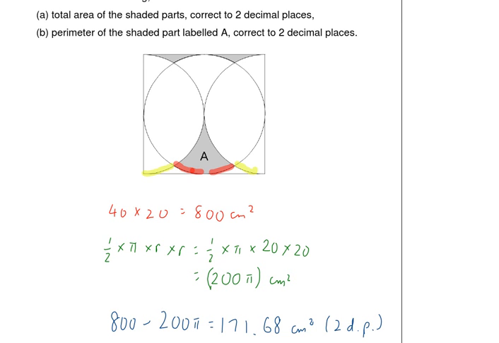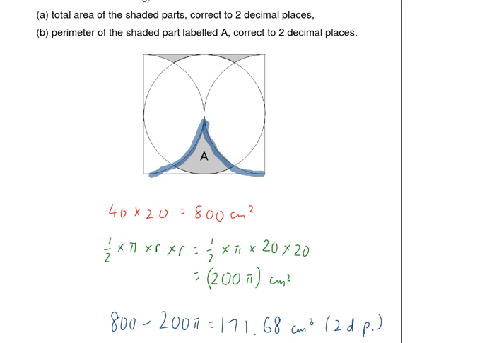So when I move this part to this part, what I have is actually one continuous length. This whole thing will give me the perimeter of the shaded part labeled A, right? Yes or no? Do you all agree? So in fact, the perimeter of the shaded part labeled A is actually half the circumference of the circle, yes or no?